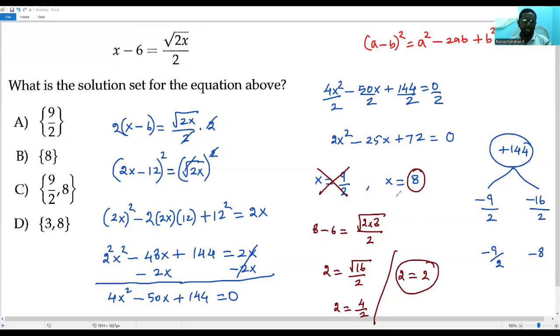So we can consider this 8 as a valid solution. We find this 8 in answer choice B. The correct answer choice for this question is B.